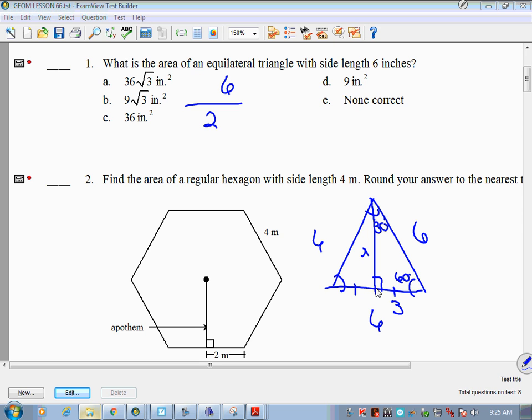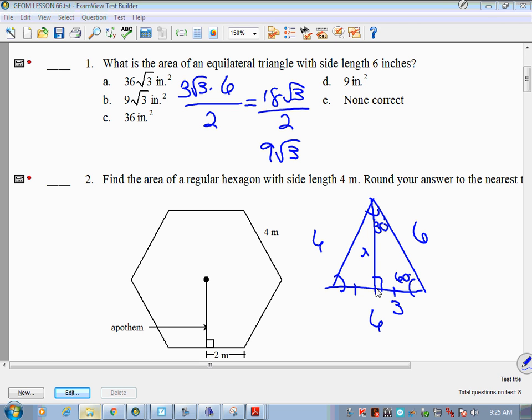So if my 30 is 3 and my 90 is 6, what's my x? 3 radical 3. So I have 3 radical 3 times 6 divided by 2. What's 3 times 6? 18. So I'm getting 18 radical 3 divided by 2. What's 18 divided by 2? 9, so I get 9 radical 3.